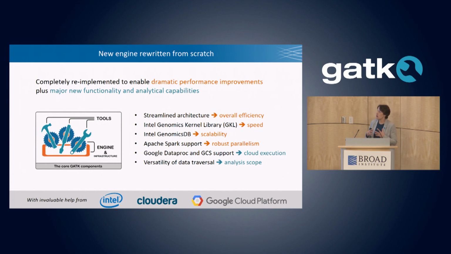Including our collaboration with Intel has yielded the Intel Genomics kernel library, which accelerates a lot of processes within GATK. Scalability through the use of Genomics DB, we'll talk a little bit about that. We have Apache Spark support for much more robust parallelism than we had in the past. And we also have now the ability to support cloud features that make it a lot easier to deploy GATK on the cloud.